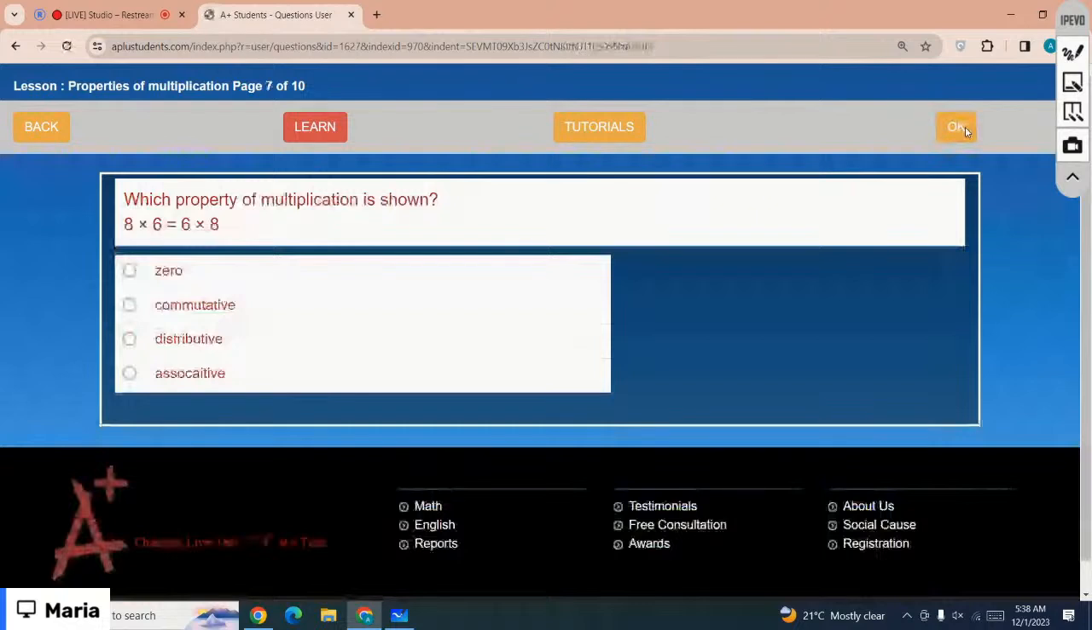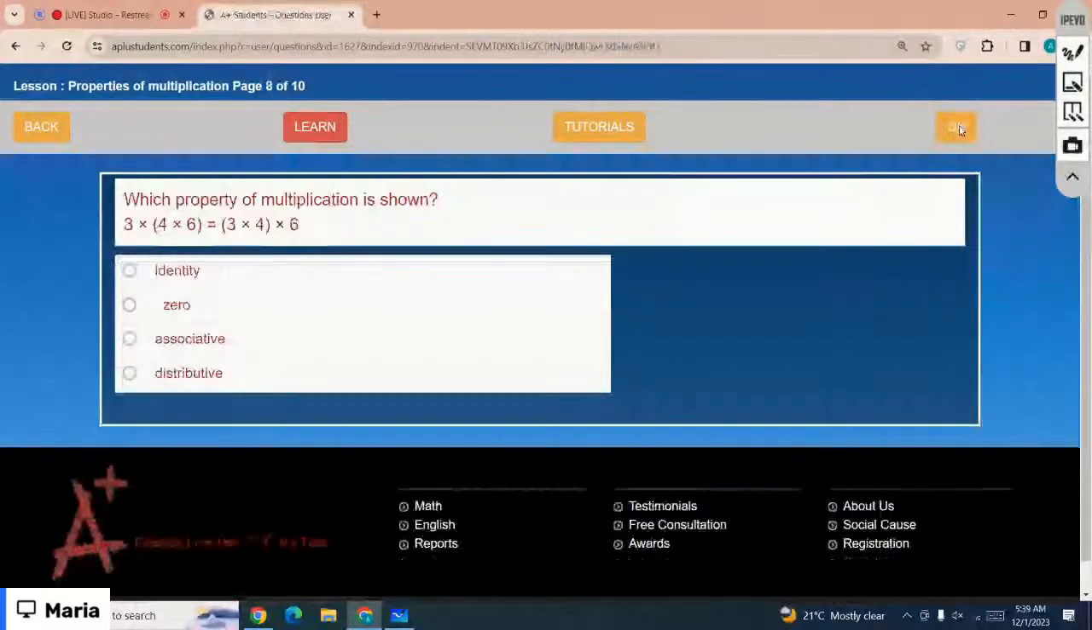Which property of multiplication is shown? 8 times 6 equals 6 times 8. Which property it is? You have two of the numbers involved, and on both sides the numbers are the same. Which property it is? That is commutative property. The correct option is commutative property. Very good.